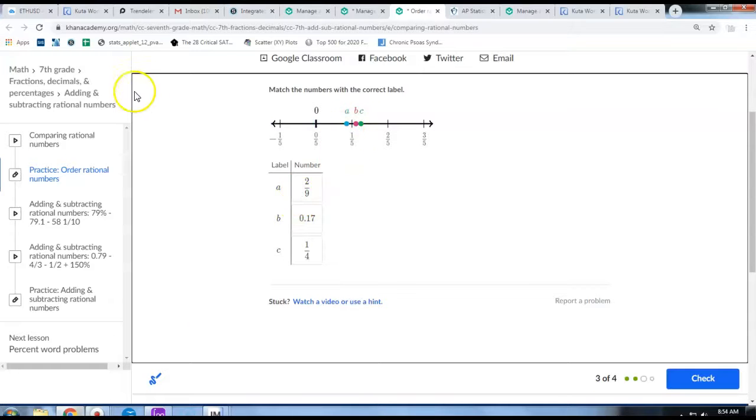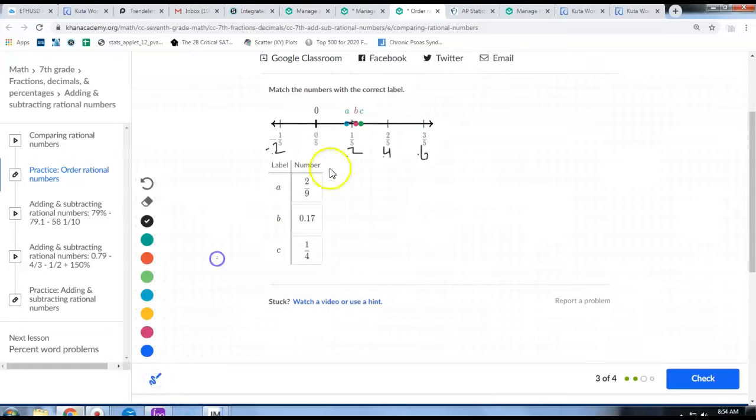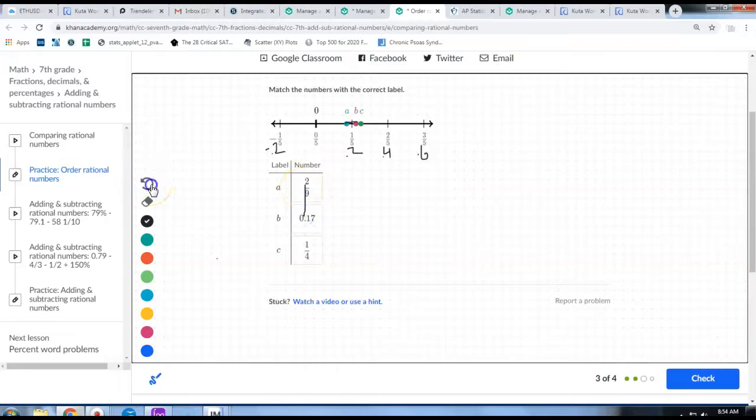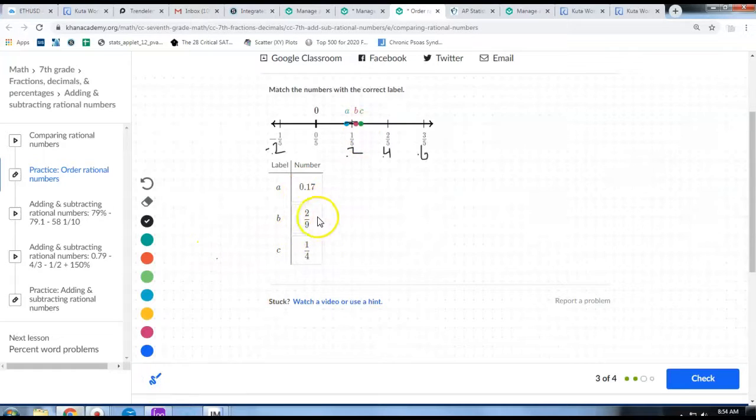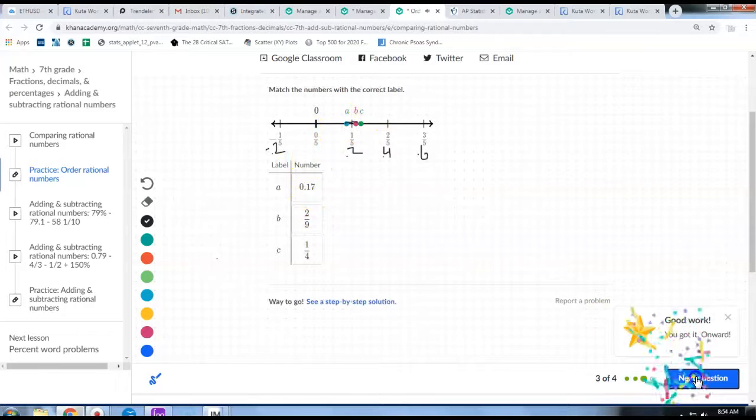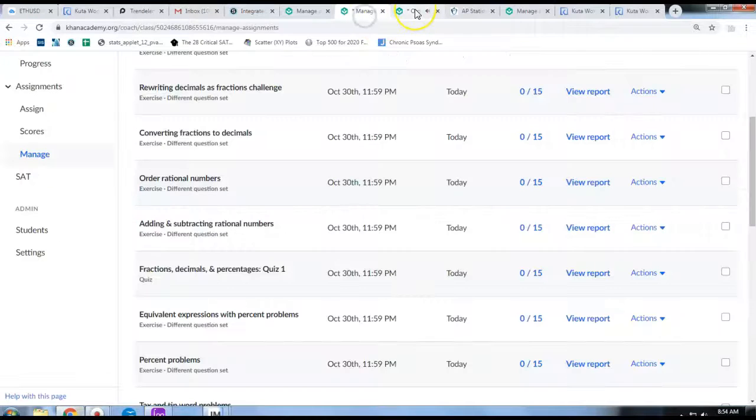Oh, I see. Okay, so that was good. 2/9 should be a little bit to the right of the 0.2. So 2/9 is actually B. It's a mess. 0.17 is a little bit less than your 0.2, so that's A. And then the C is bigger. You're just putting them in order, basically, lowest to highest. But that took me a second to figure out, so hopefully that helps you. All right.